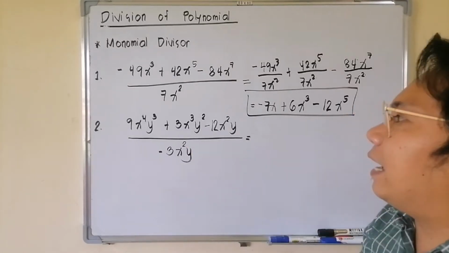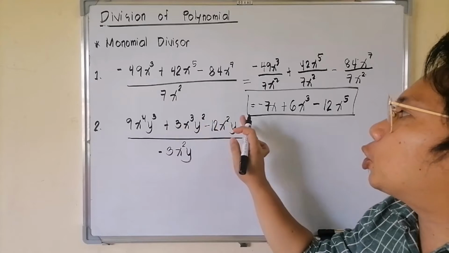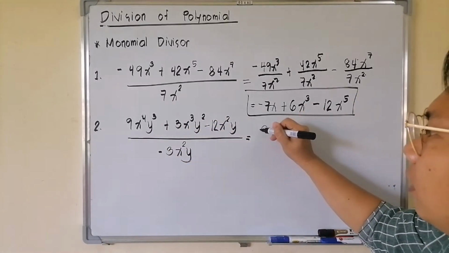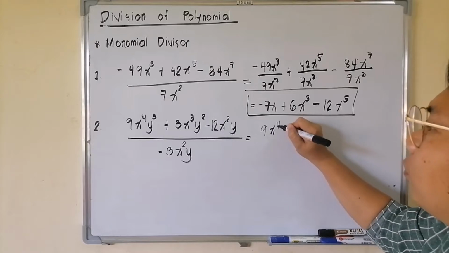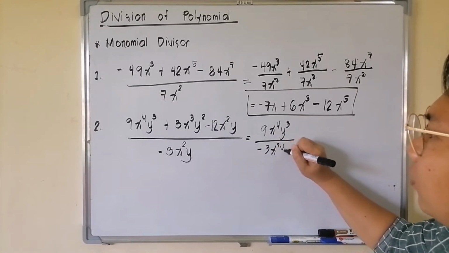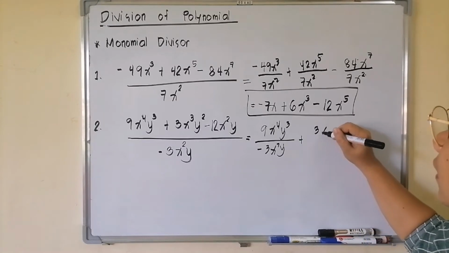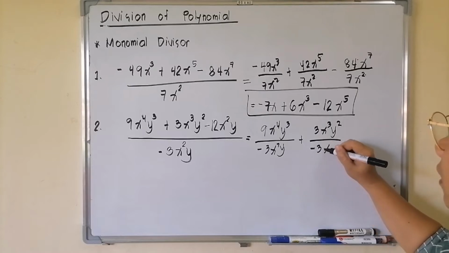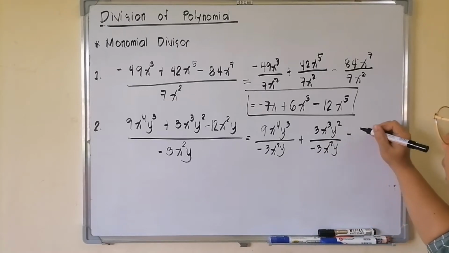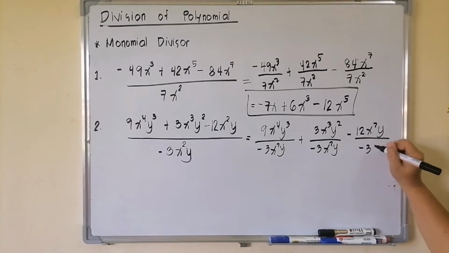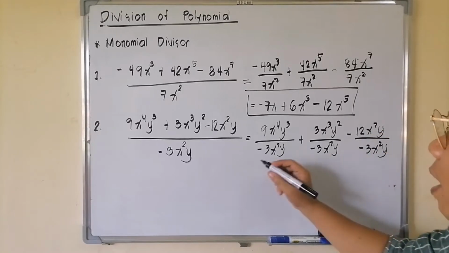For number 2, again, you just simply divide each term by your given divisor, a monomial. You have now 9x to the 4th y cubed divided by negative 3x squared y plus 3x cubed y squared divided by negative 3x squared y minus 12x squared y divided by negative 3x squared y.